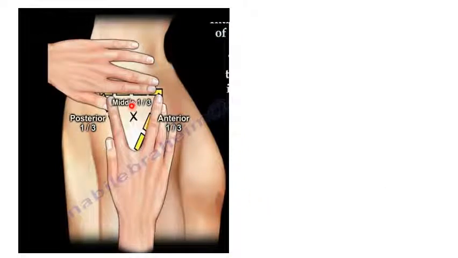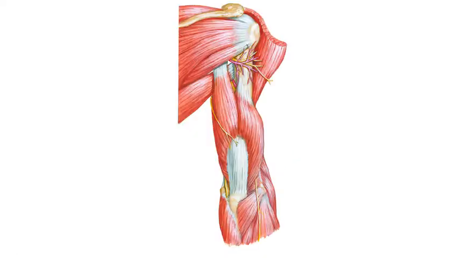In this picture, you can identify, just below the acromion process, a 2-finger breadth just below that, and then from anteriorly you can see a triangular shaped area. Exactly the center of this triangular area is the preferable site for intramuscular injections.